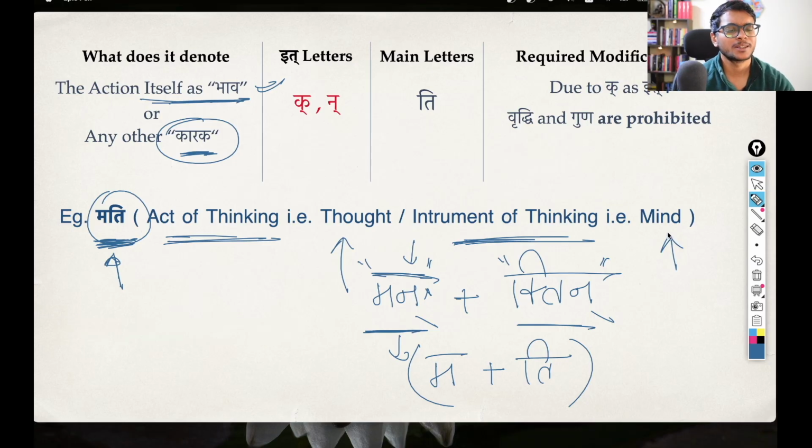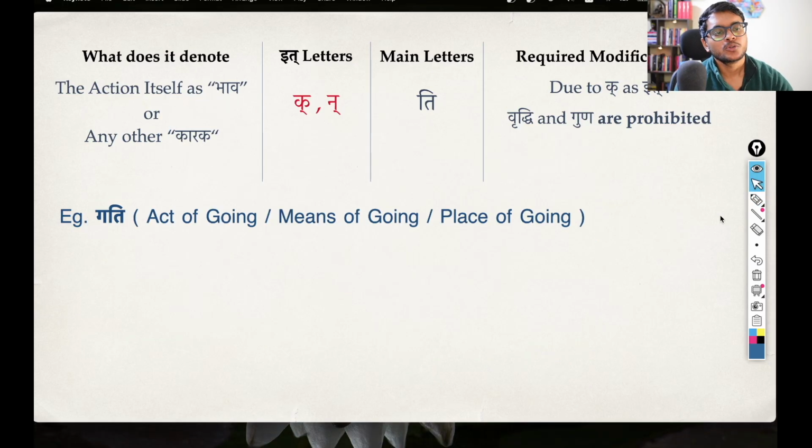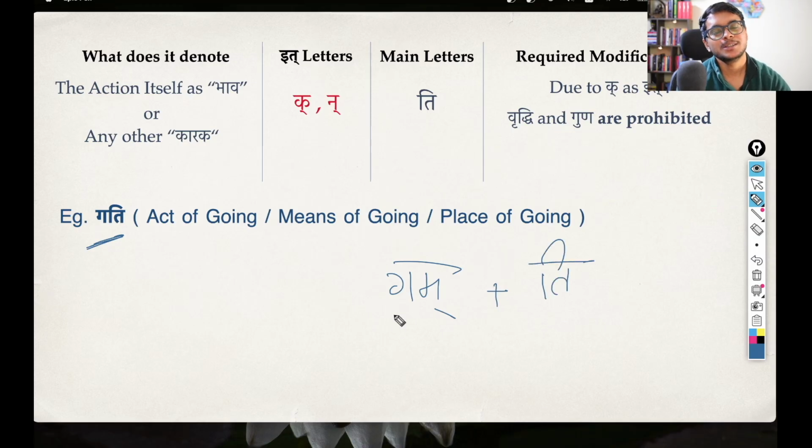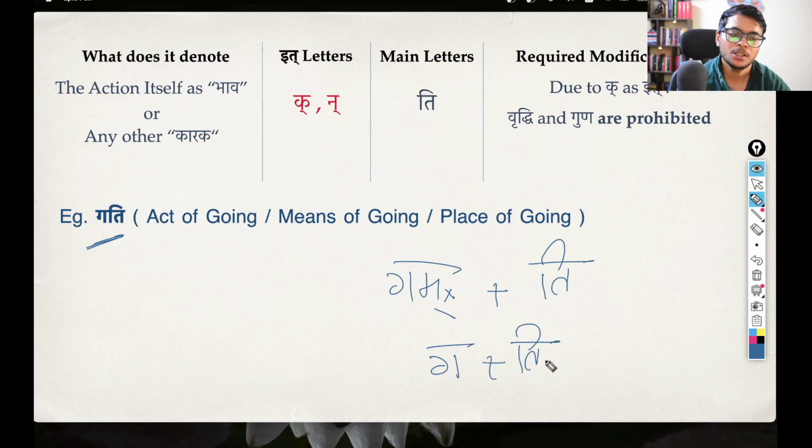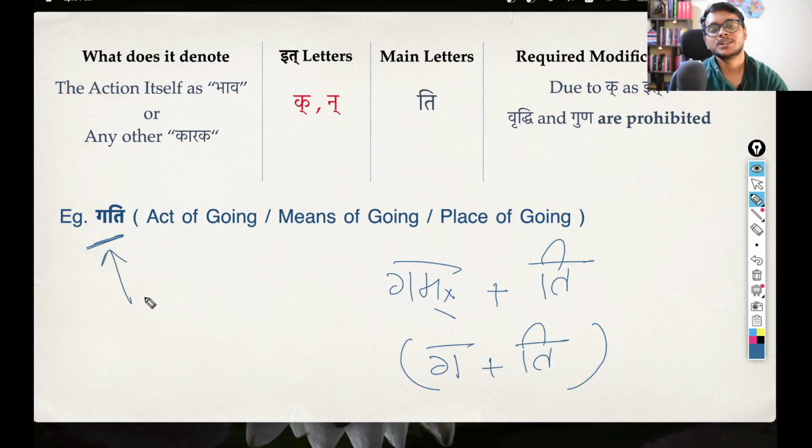So the instrument of thinking, that is the mind. Okay. And now you can very easily spot this pada also, gati. Immediately you can see that it is coming from gam dhatu, modified using tin pratyay. Same thing is happening, that for few dhatus this na and ma is dropped. So this gam changed into ga, and then you have this ti. And so finally you get this pratipadika gati.